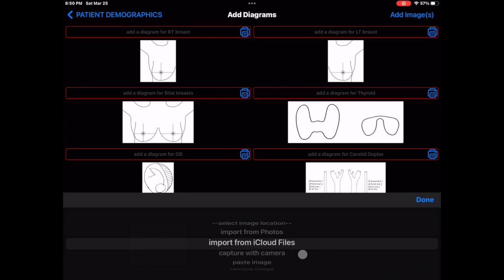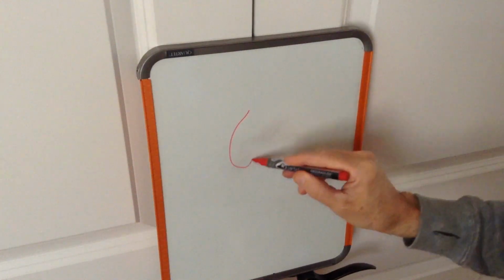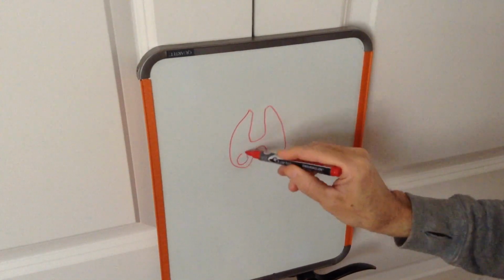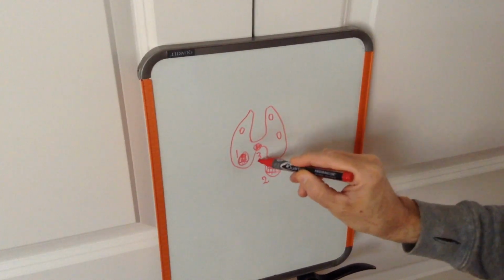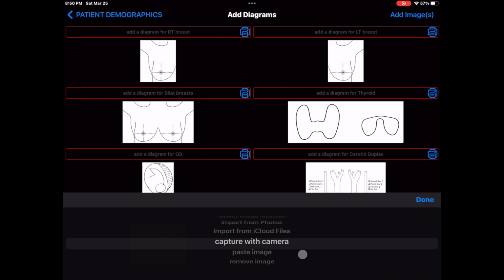If you are using paper or a dry erase whiteboard to draw your findings, you will select the option Capture with Camera and take a snapshot of the drawings. But the most efficient option is to choose the option Paste Image.